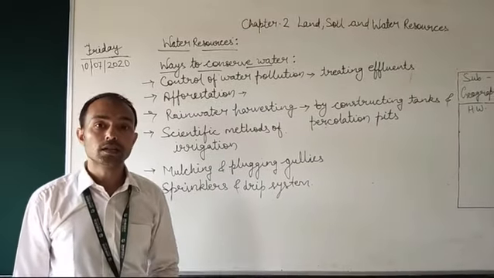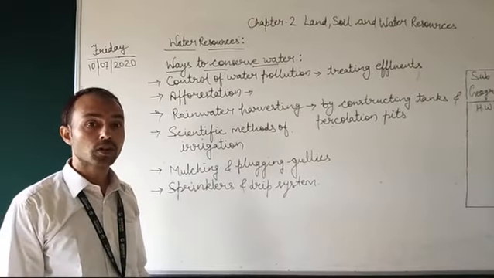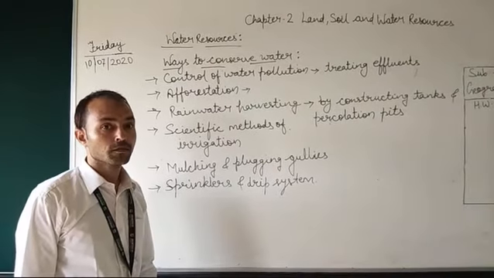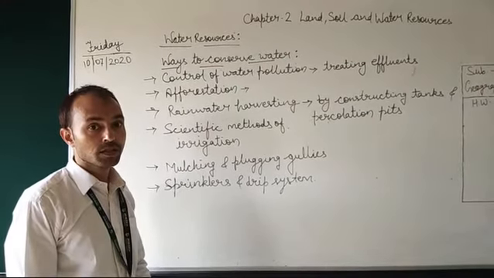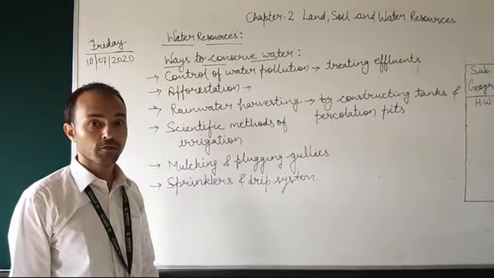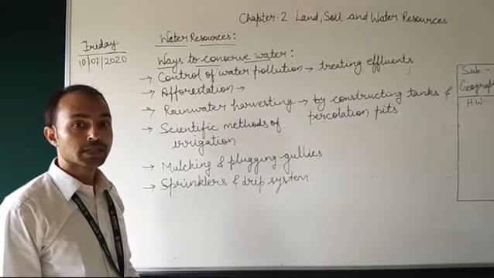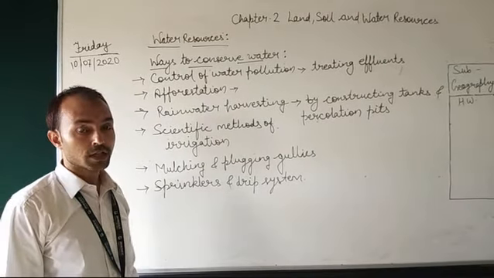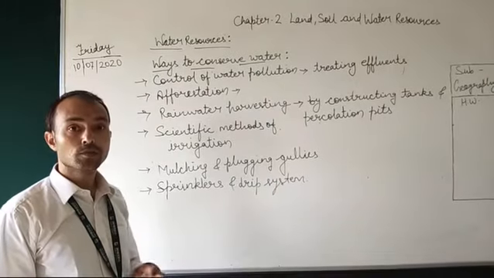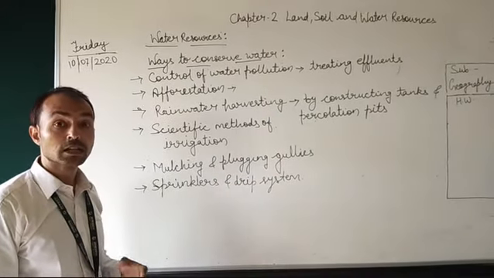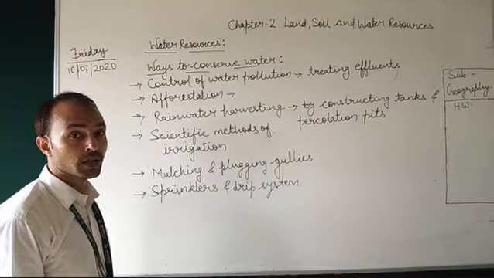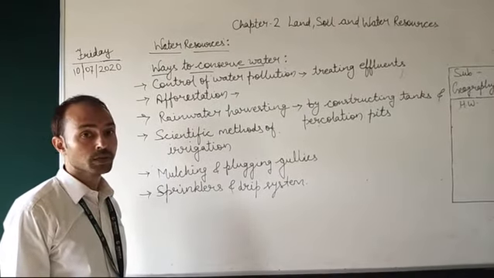It is very necessary for us to control water pollution, but how? We have to take some measures to control the water pollution by treating the effluents before discharging them into the water. Like whenever there are biodegradable effluents, first we have to treat those effluents before discharging them into the water, so that there will be control in water pollution.